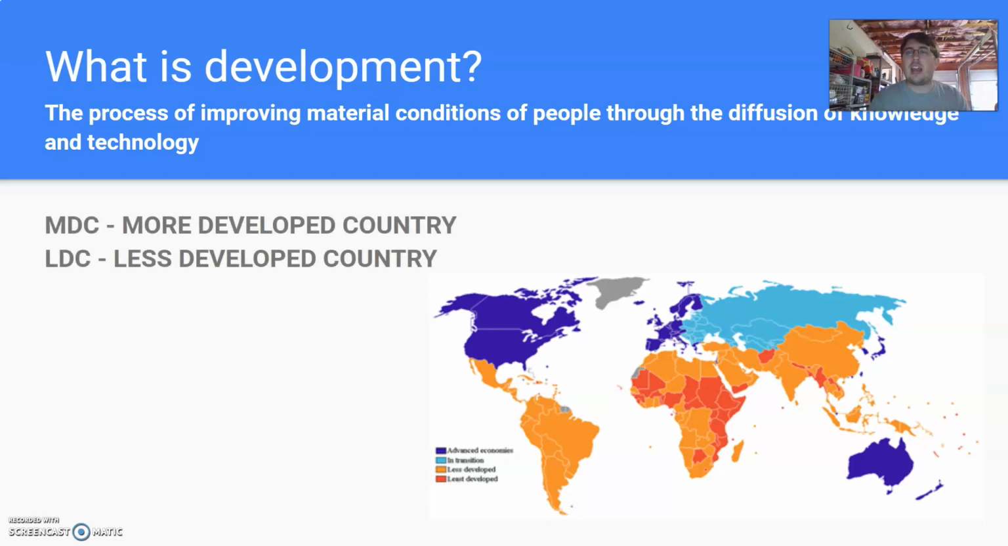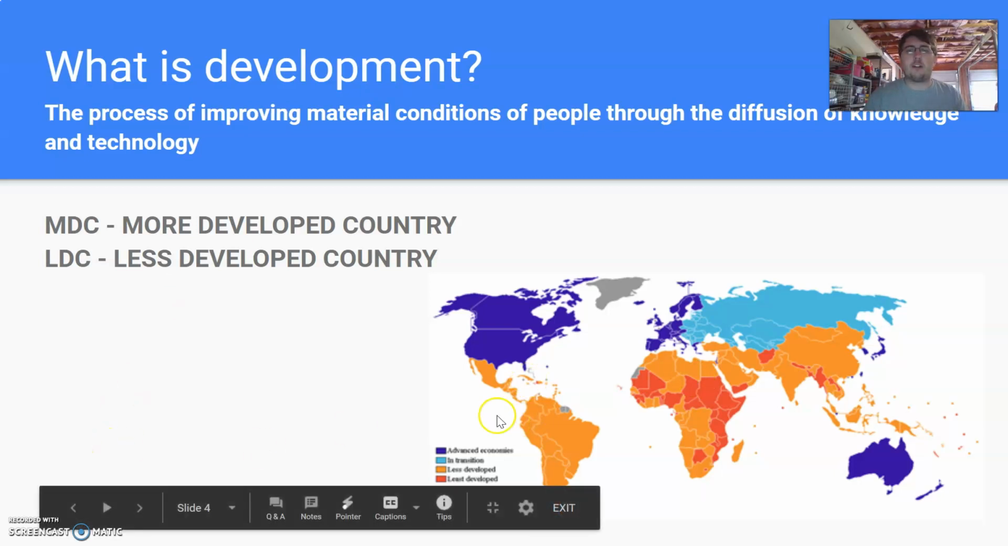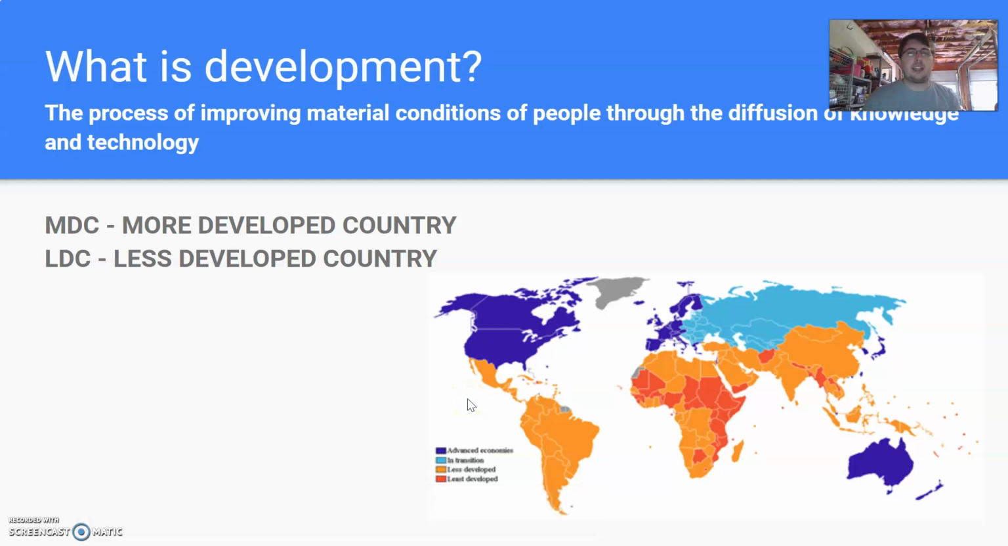We are using the acronyms MDC and LDC a lot for the rest of the semester because we're looking at what is development, and then at industry, agriculture, and urban geography/services, and we're going to see stark differences between MDCs and LDCs. When we look at this world map, you can see a major difference in the hemispheric conditions. You have developed countries, in blue, in the northern hemisphere, and the southern hemisphere, which is mostly developing.